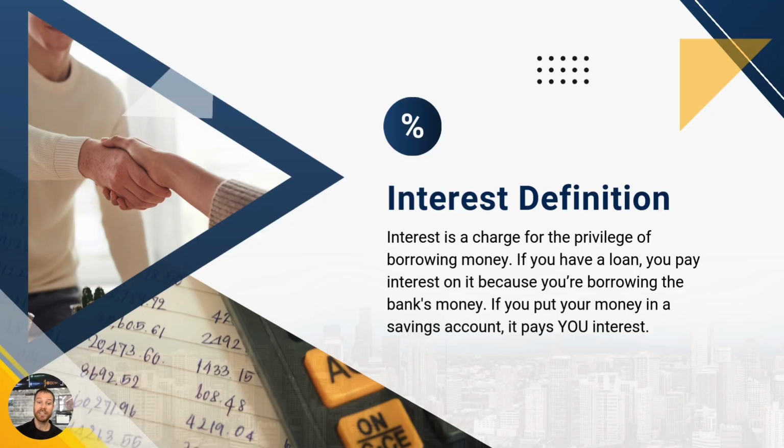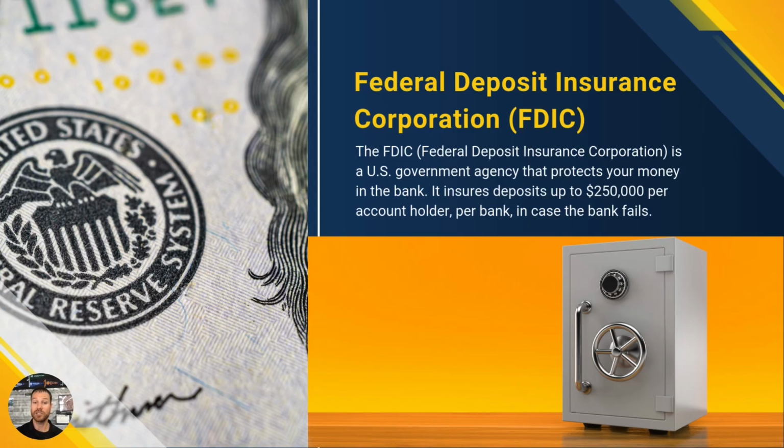We define interest as the charge and privilege for borrowing money. The bank will pay us in interest if we loan them money, but if we borrow money from the bank, then we need to pay the bank interest. It's just the fee to borrow money. We talk about the Federal Deposit Insurance Corporation, the FDIC, and how it's in place to protect consumers in the event of a bank collapse, that's of catastrophic failure and financial catastrophe, which hopefully never happens again, but you never know. And with that, it insures deposits up to $250,000 per account holder per bank in the case of a bank failure.